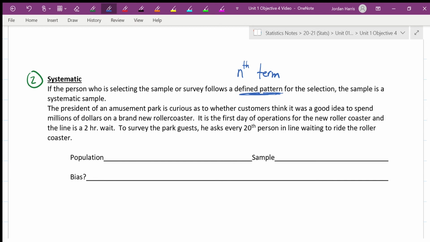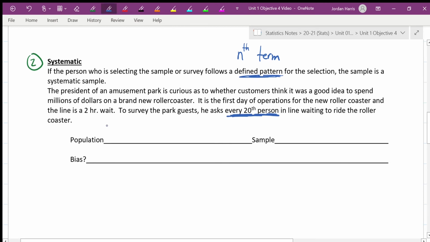The president of an amusement park is curious as to whether customers think it was a good idea to spend millions of dollars on a brand new roller coaster. It is the first day of operations for the new roller coaster, and the line is a 2-hour wait. To survey park guests, he asks every 20th person. You see that? That is the pattern. The nth term, the 20th value in this case. So every 20th person in line waiting to ride the roller coaster.